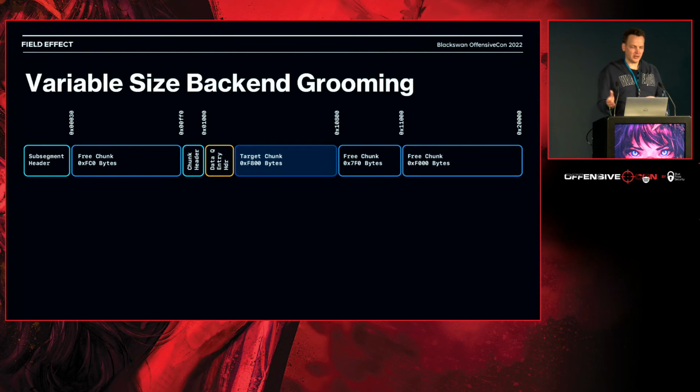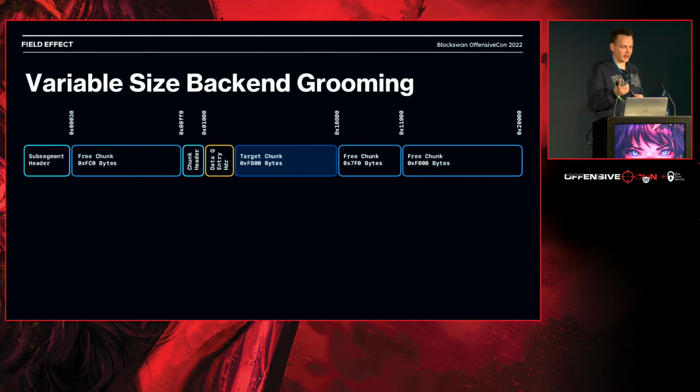So for the grooming, I know I'm showing a picture of just one, but really what we're aiming to do is create a whole bunch of identical subsegments in memory. So we start off here by doing one big allocation. In this example, we're talking about the write data queues.